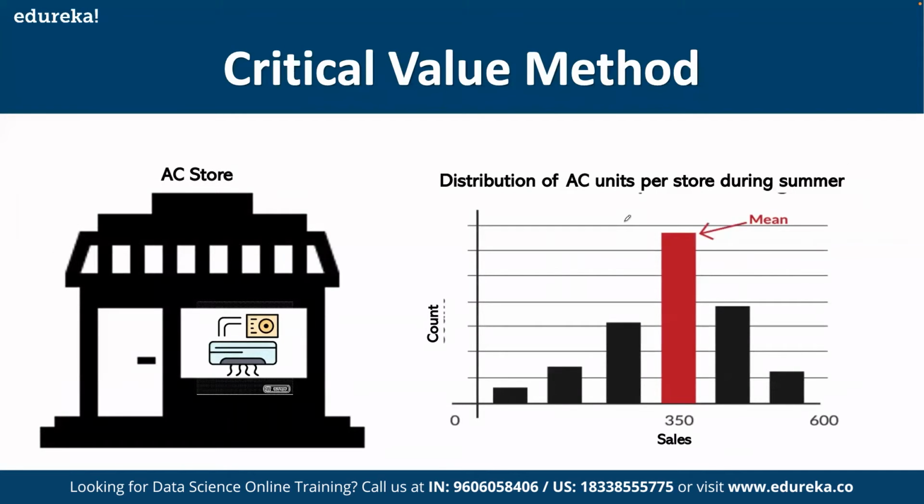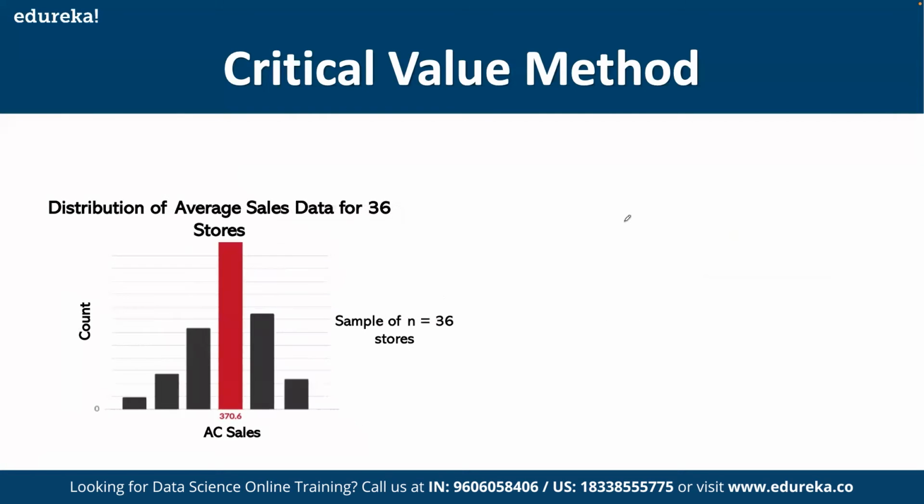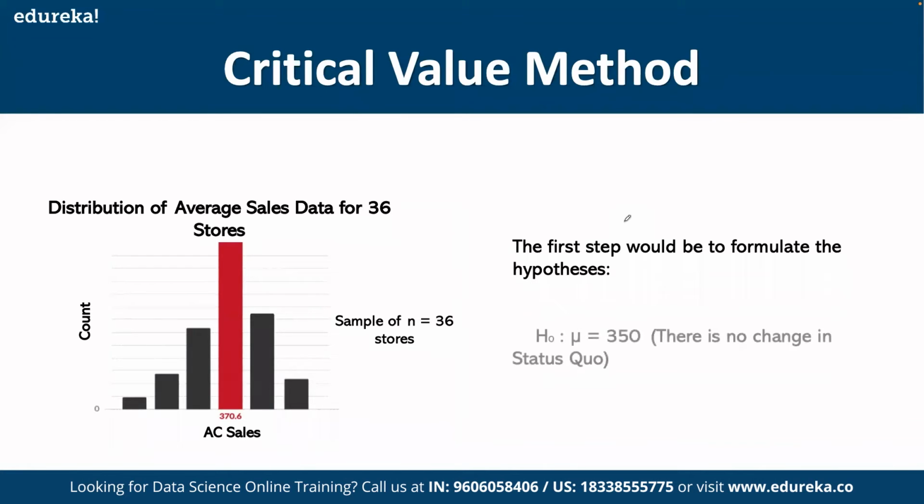Now, let's take up an example. Here, we have got an AC store, and this data describes the distribution of AC units per store during the summer. Let's say we've got a sample of 36 stores. The first step is to formulate the hypothesis, so we'll define the null hypothesis and the alternate hypothesis.